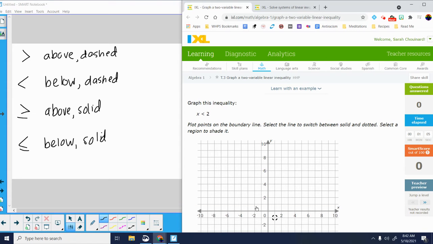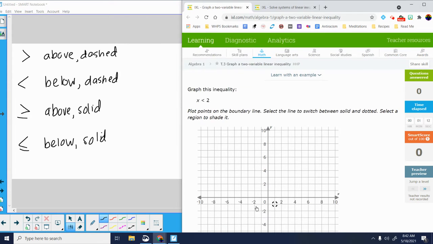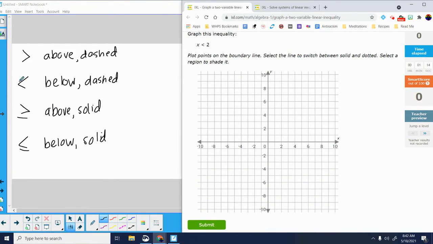All right, let's run through a couple graphing linear inequalities problems and then some systems of linear inequalities problems. So I have our four possible symbols here telling me what kind of shading I should be doing and what kind of lines I should have.